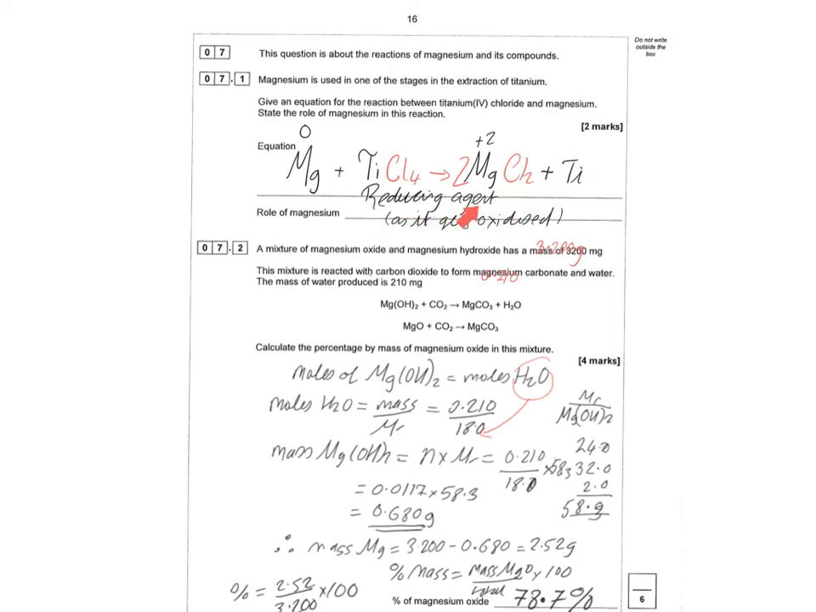Why is magnesium a reducing agent? Because you can see here it's lost electrons. It's gone from Mg to Mg2 plus ions. Oxidation is loss. And therefore, it's the reducing agent because it itself has been oxidized.